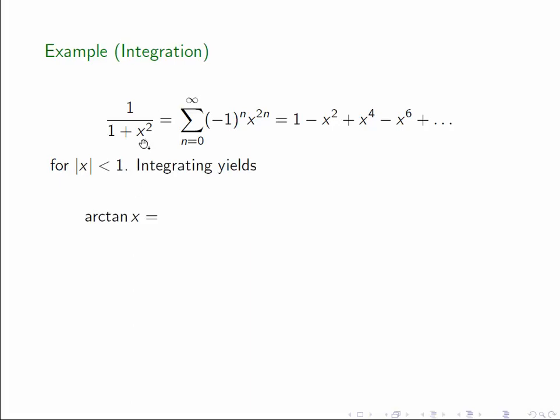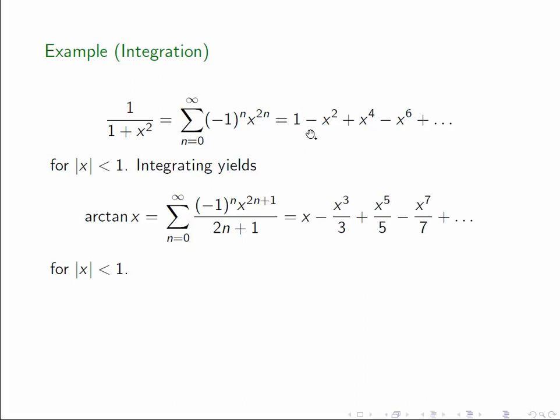We integrate the left-hand side, remember we get arctan of x, and integrating the right-hand side, we just raise the power of x by 1 and divide by the new power. So we get the sum n equals 0 to infinity of minus 1 to the n, x to the 2n plus 1, divided by 2n plus 1, which, looking at it term by term, looks like x minus x cubed over 3 plus x to the 5th over 5 minus x to the 7th over 7, etc. And this equality will again be true when x has absolute value less than 1.